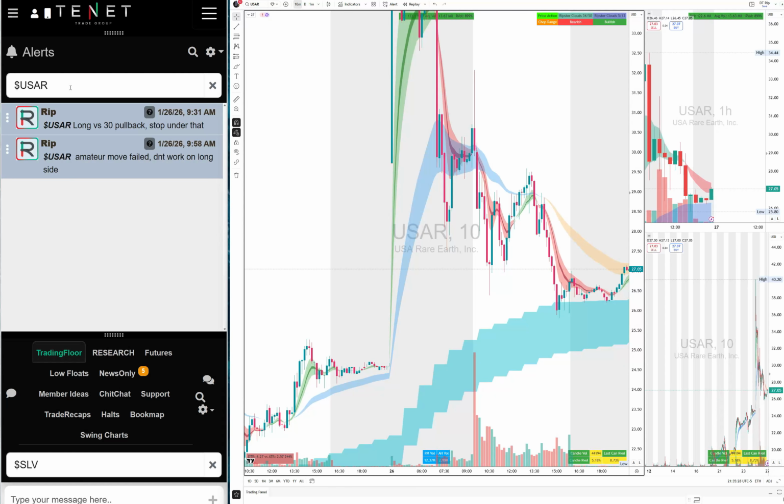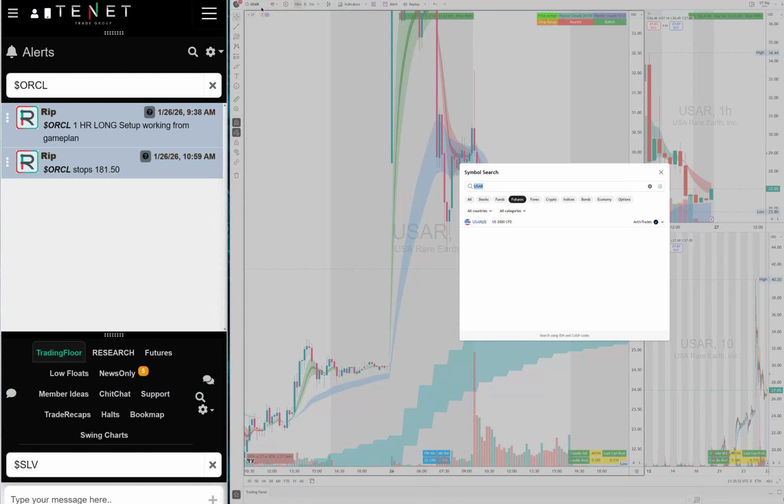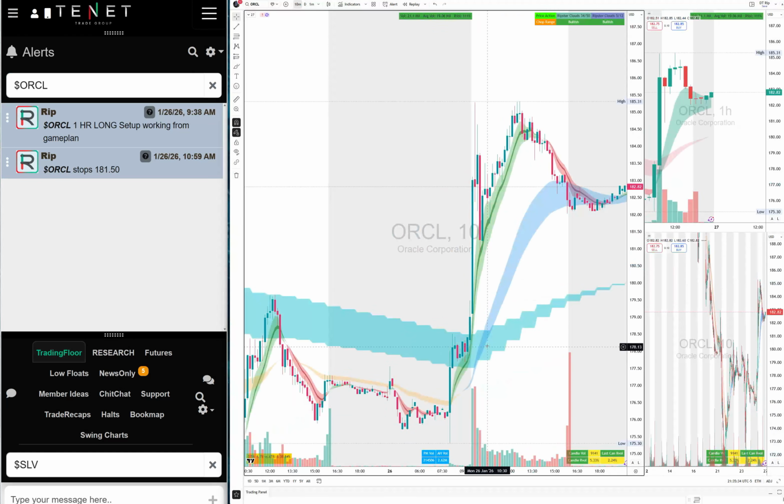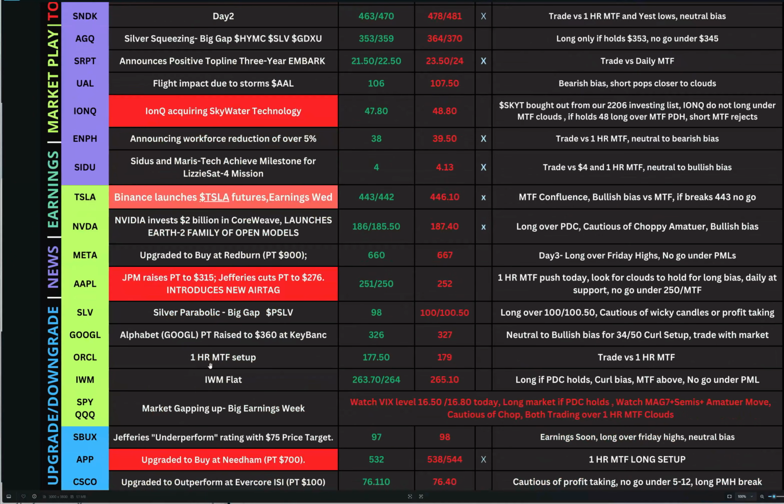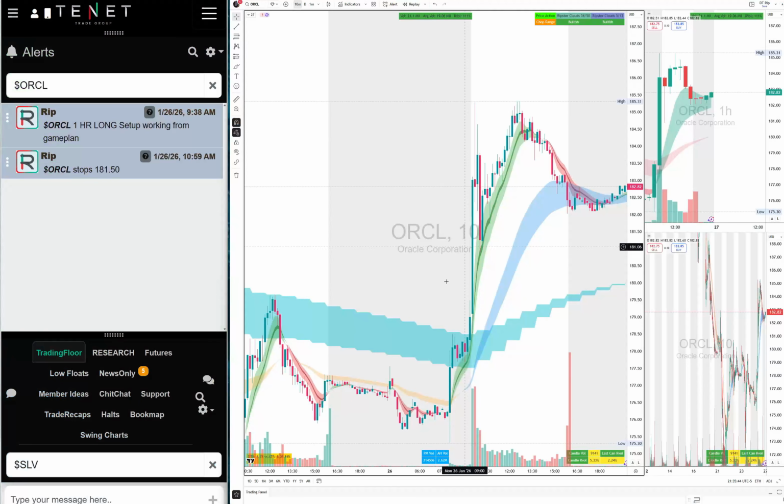Let's see, we had Oracle 1 hour long setup. This was 1 hour MTF cloud long. You see this is MTF cloud breaking out, and I did mention Oracle as 1 hour MTF long setup, trade versus 1 hour MTF. So no hindsight again, guys.